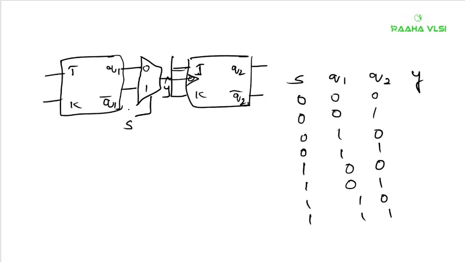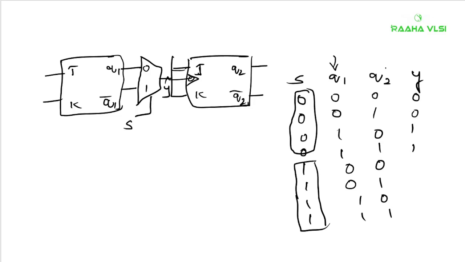Now here, if your select line value is 0, that means up to here, your Q1 should go to your output. So whatever the Q1 values are, simply write all these values. And when your S value is 1, this Q2 should go to your output. So I will be writing the Q2 values 0, 1, 0, 1 as it is.